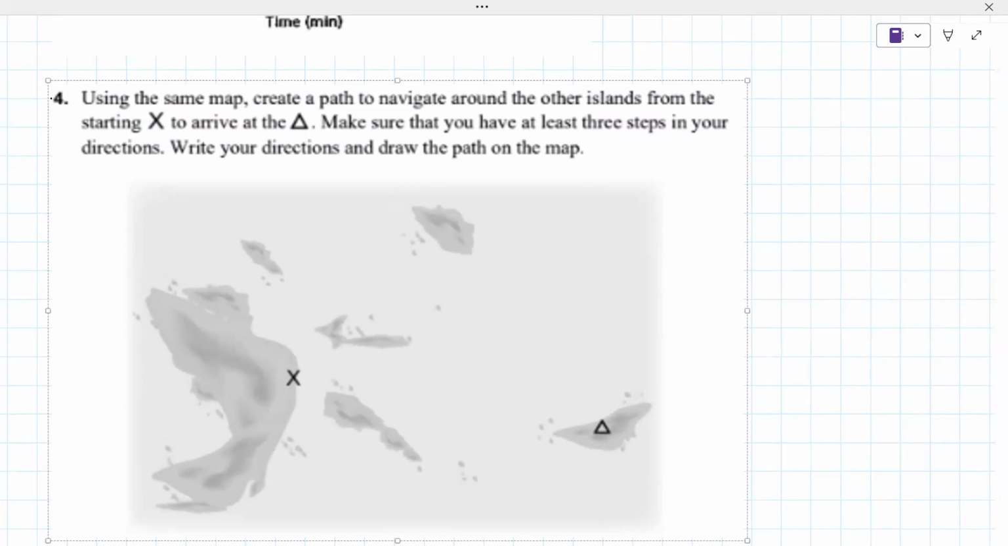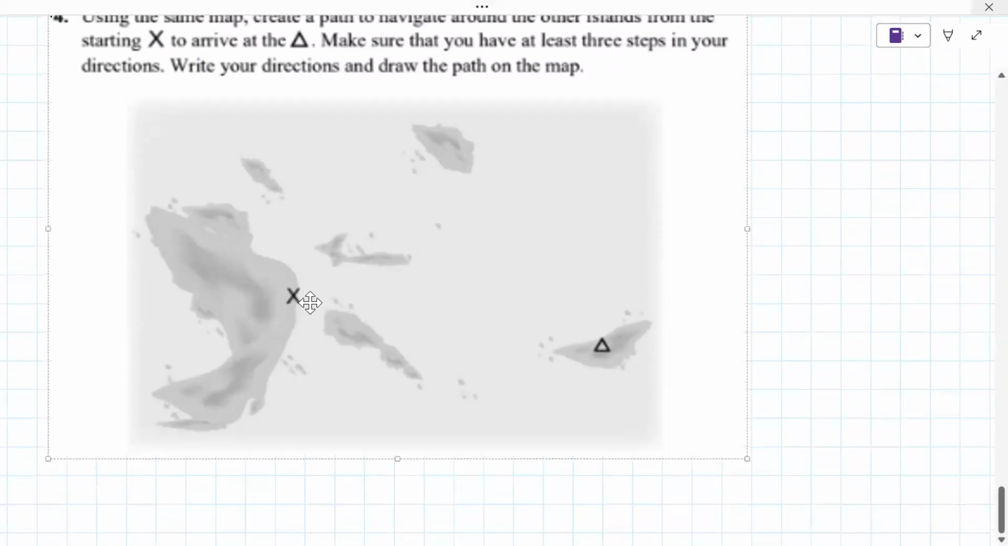The first one was like, using the same map, create a path, navigate around the other line, starting at X to arrive at the triangle. Make sure you have at least 3 steps in your directions. I mean, I don't really understand this. Are you supposed to use like an XY coordinate plane or something? Yeah, that one's not really a good one. I'll send the other one. Task number 2 is better though.